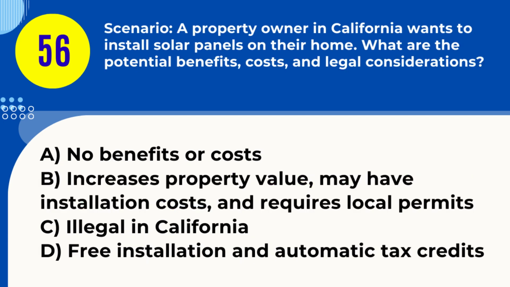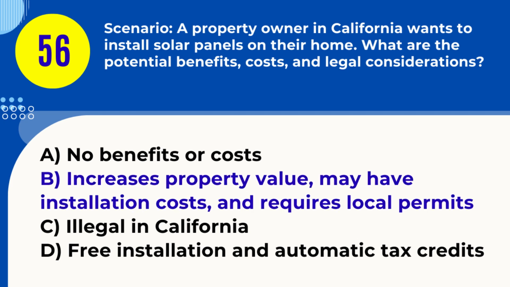Question 56. Scenario. A property owner in California wants to install solar panels on their home. What are the potential benefits, costs, and legal considerations? A. No benefits or costs. B. Increases property value, may have installation costs, and requires local permits. C. Illegal in California. D. Free installation and automatic tax credits.